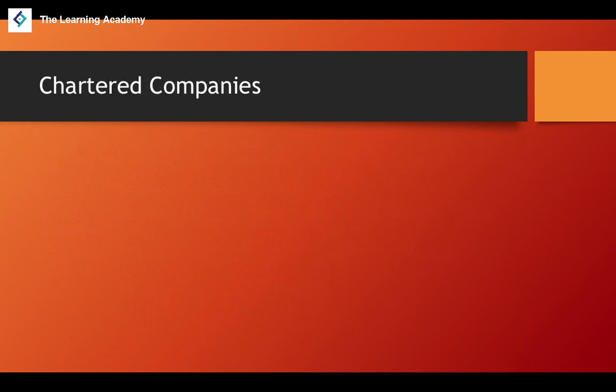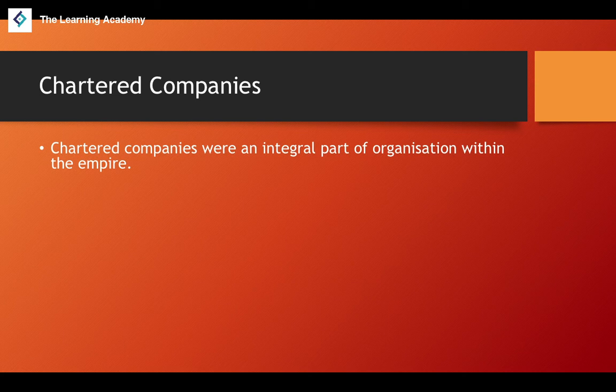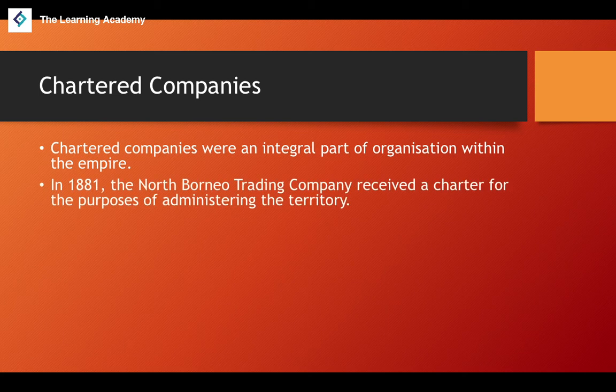And before we finish, I want to talk about chartered companies, because chartered companies played a very key role when it came to the economic organisation of the empire. In 1881, the North Borneo Trading Company received a charter for the purposes of administering the territory. And this was the general practice that took place. The empire would devolve their administrative responsibilities to these chartered companies, who would then receive a charter from the empire, and this company would operate and run and administer a certain territory to the point where they would grow in size to the extent to which they effectively became states within themselves.